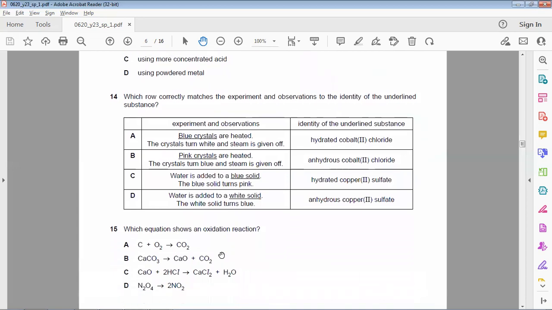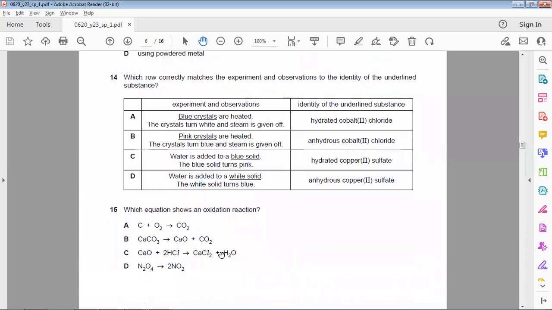Let's move on to 14. Okay, so you have to match the underlined observation to the correct substance. All right. So when the blue crystals are heated, the crystals turn white and steam is given off. The problem is that the hydrated cobalt chloride is not blue. It is basically pink. So let's move on to part B.